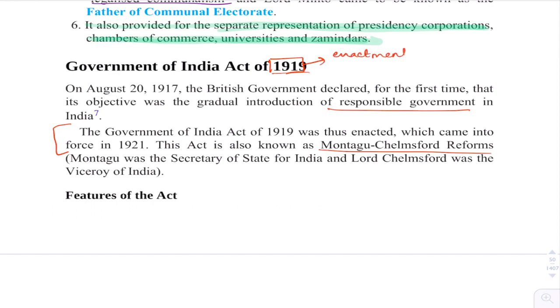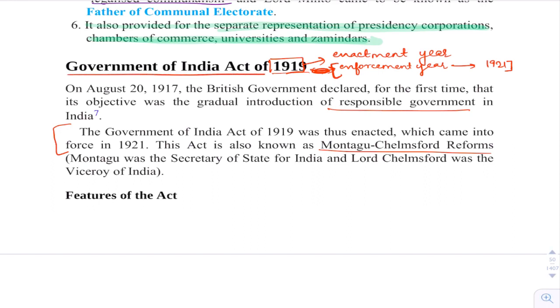These minute things you sometimes miss while studying polity or history, and then they come in the examination. So be very specific about it, especially if it is written very clearly in the discussion or here in the chapter. So 1919 was the enactment year, and then enforcement, it came into force. And which was the enforcement year? Not this. Enforcement year for this act was 1921.